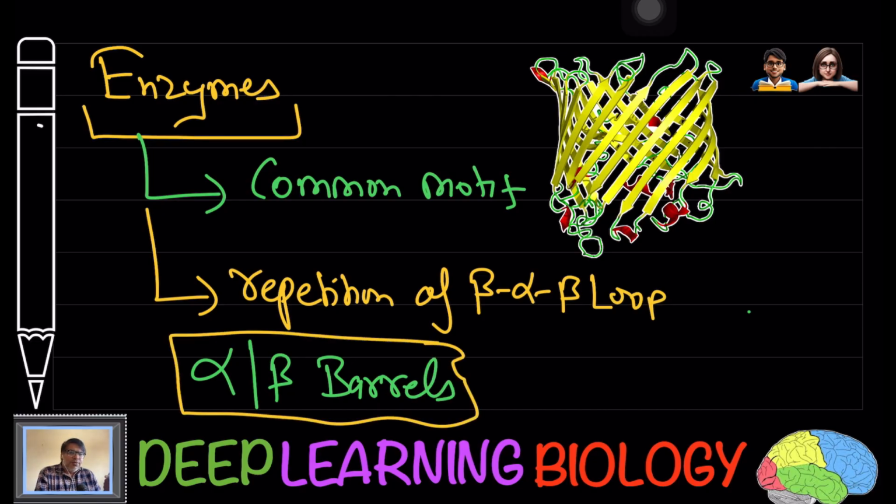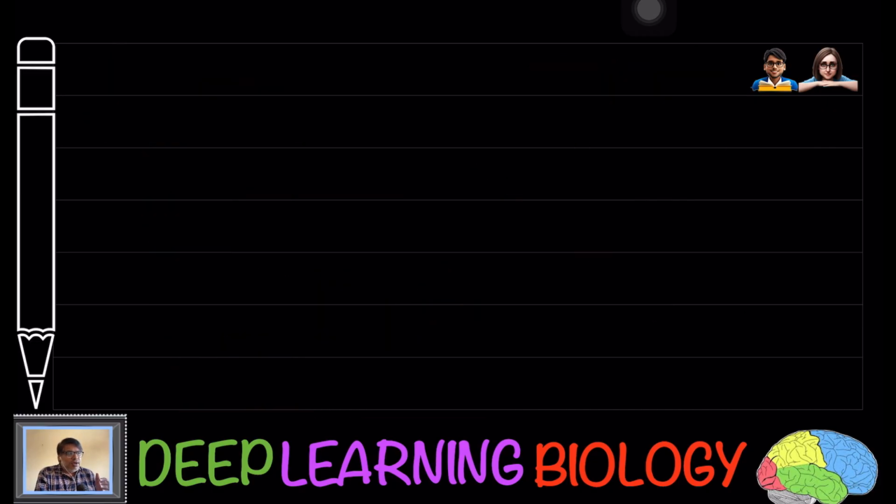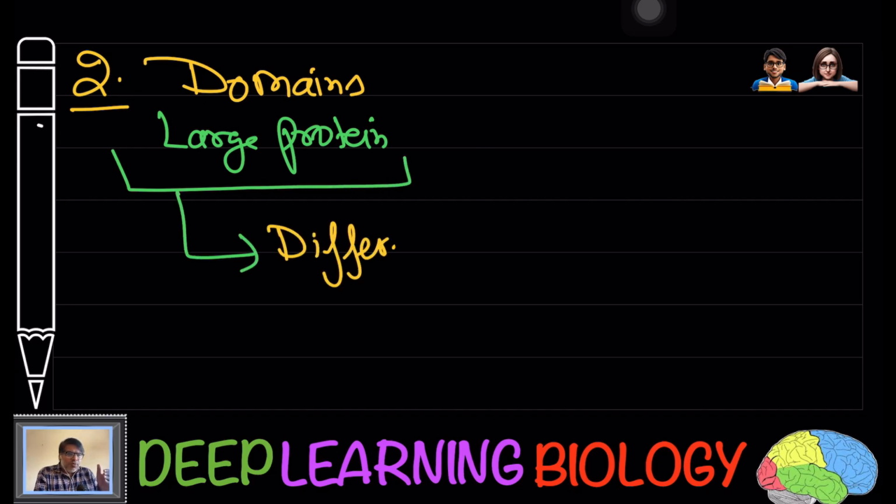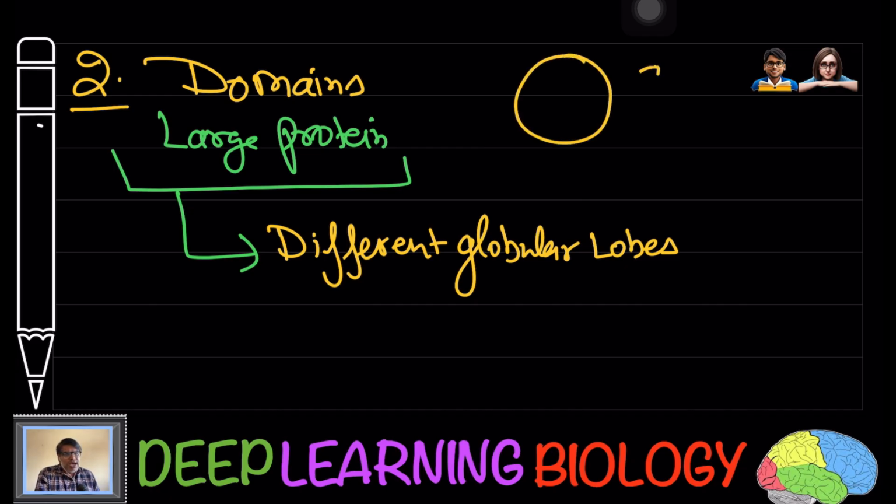Alpha beta barrel. Now here I also want to tell you another term, that is domains. Try to see here, if you have a large protein, in a large protein you are going to have multiple domains. So here try to understand what is a domain. If you have a large protein, you have different globular lobes. Just for simplification, I am going to show you like this. Let's suppose there is a large protein and it has these three different globular lobes.